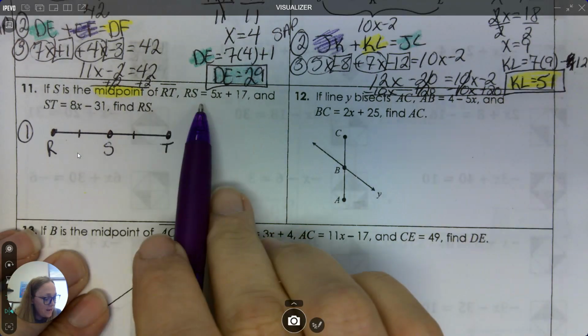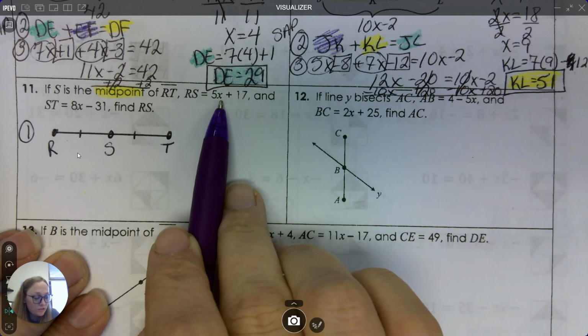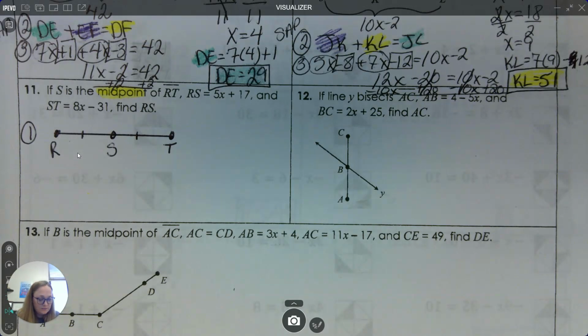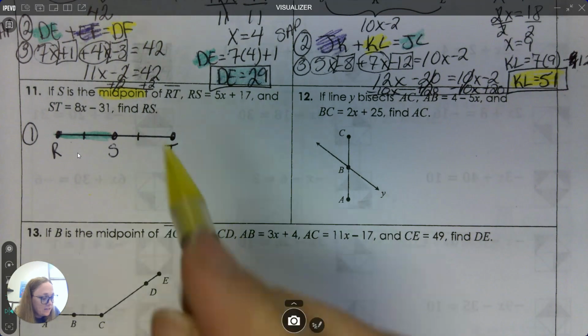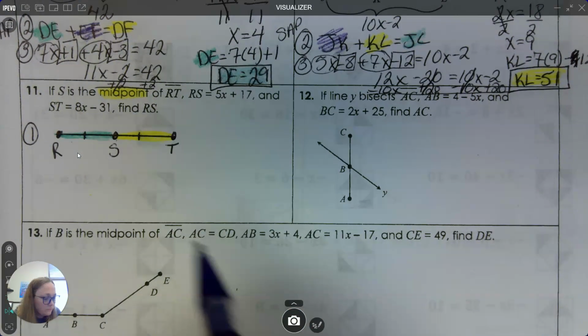And now that I have my expressions, my brain stopped for a minute, I can go ahead and fill out the rest. So RS, I'm going to color code again. RS plus ST, remember, looking piece by piece equaling a total.